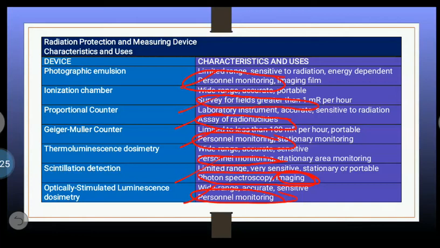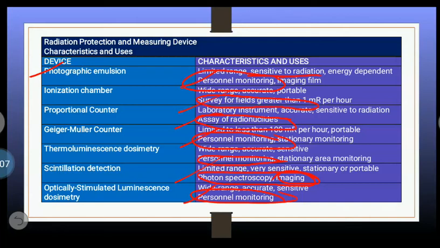Before I give you the different devices or instruments, first is photographic emulsion. Its characteristics: limited range and sensitive to radiation. It is energy dependent, which means it depends on the energy of the radiation; for example, it can differentiate sunlight from gamma. It depends on the radiation being used, because sometimes film is not used when the radiation is too high and can no longer be detected.